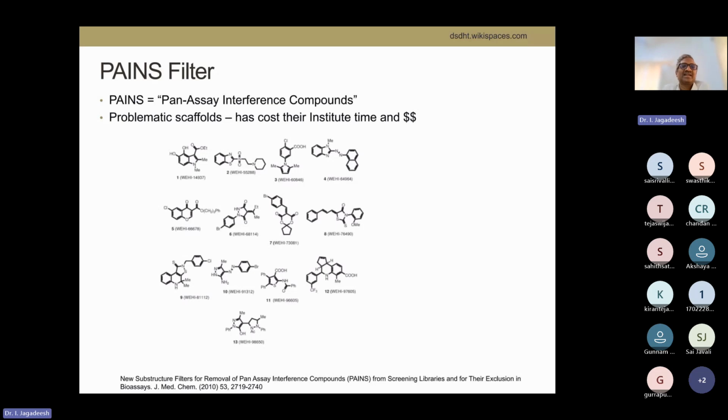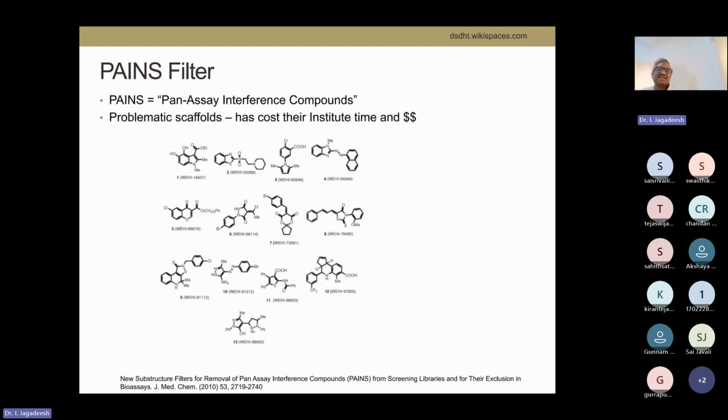Now next, after filtering these reactives, we need to see the PAINS. What is the PAINS filter? PAINS are pan-assay interference compounds. So the expansion form of it is pan-assay interference compounds, and they are called PAINS. So we need to filter these. When they interfere with your assay moieties, they cause a misinterpretation of your drug. Better to drop them now itself, otherwise your interpretation is going to be wrong.